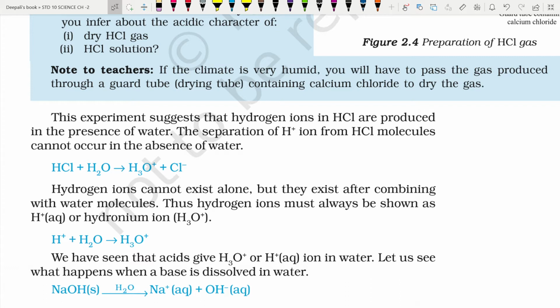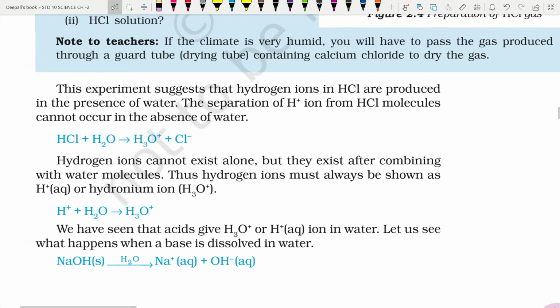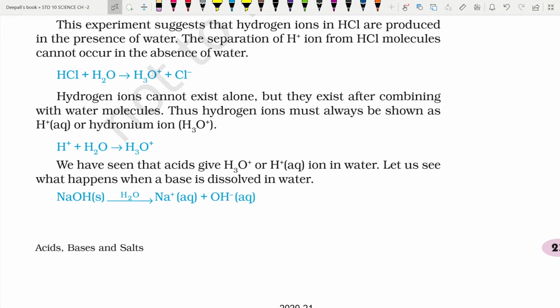Hydrogen ion cannot exist alone, but exists only in a combined state with water molecule. The hydrogen ion must also be shown as H+ aqueous, or the hydronium ion H3O+. That is, H+ plus H2O gives H3O+. We have seen that acids give H3O+ or H+ aqueous in water.